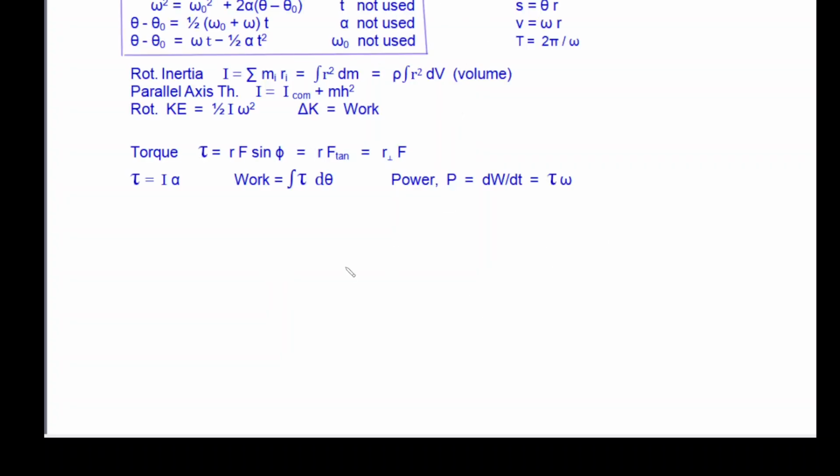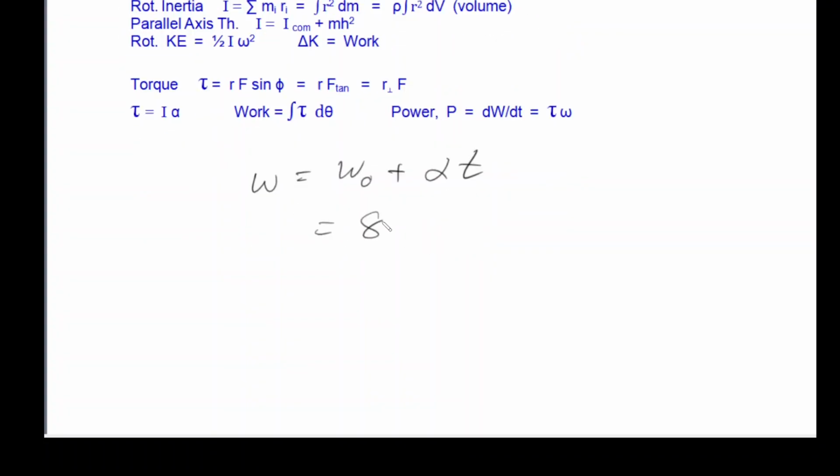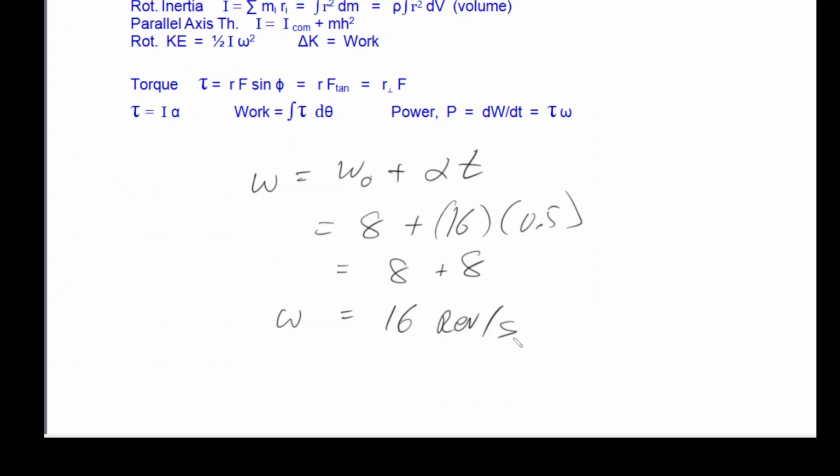In part B, we want to know what is the final angular speed after 6 revolutions. Well, the equation to use is omega equals omega 0 plus alpha t. And we know omega 0 was 8 plus 16 times 0.5. So that's equal to 8 plus 8, or our final angular speed is equal to 16, and in this case it's revolutions per second.